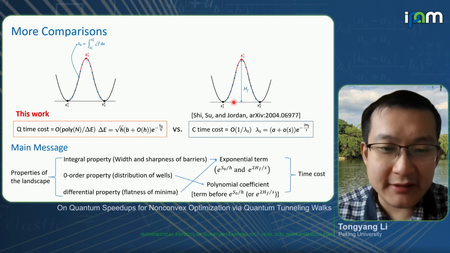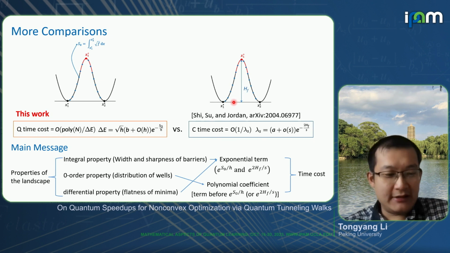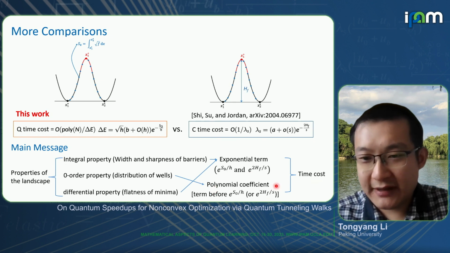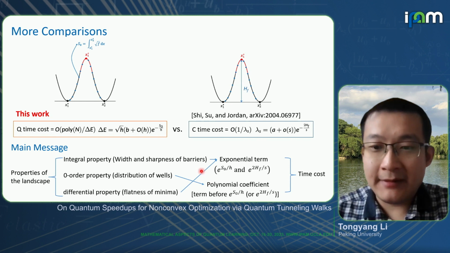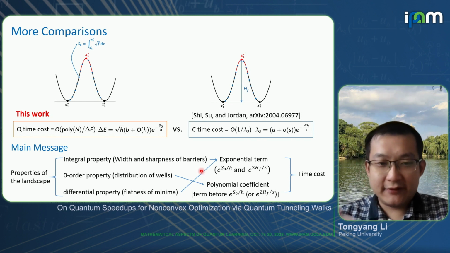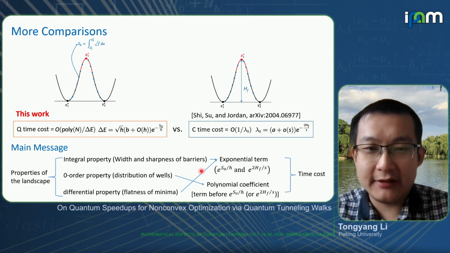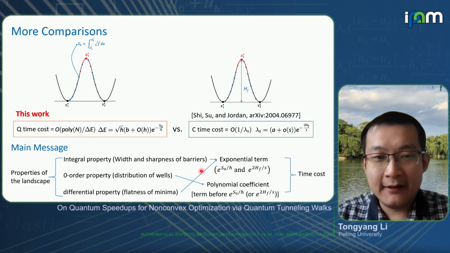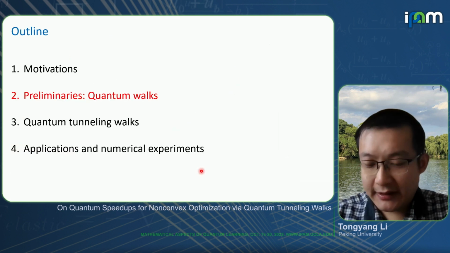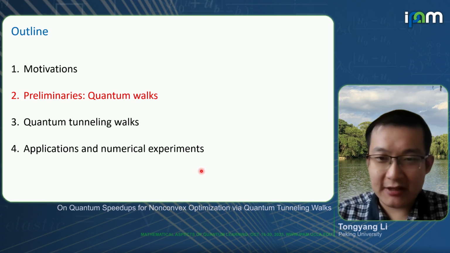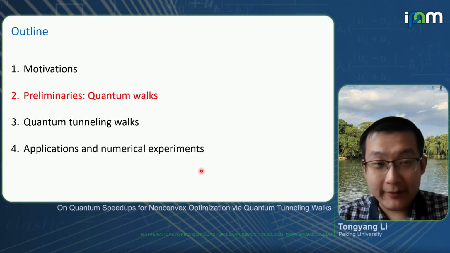And on the other hand, in terms of the distribution of the wells, that is the position of the local minima, they are also going to have a polynomial coefficient that influences the corresponding dynamics. So in general, there are handles for different properties of the landscape that have an exponential or polynomial influence on the corresponding time cost. I think I have basically finished the first part, the motivation, which is an informal version of our main result.